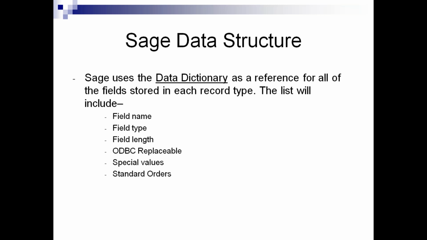And then lastly, what are the standard orders, whether this particular record has more than one index to it or not. Every record is going to have at least one order, which we're going to call the primary key. And then anything else that SAGE has hard-coded into the system are called alternate keys. So you need to keep these in mind as far as the sort order that you want to use for the report that you're designing.